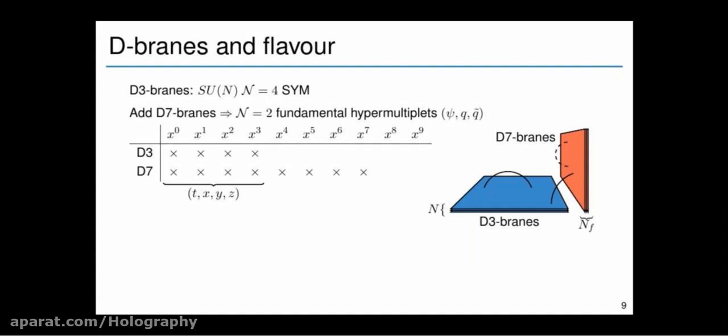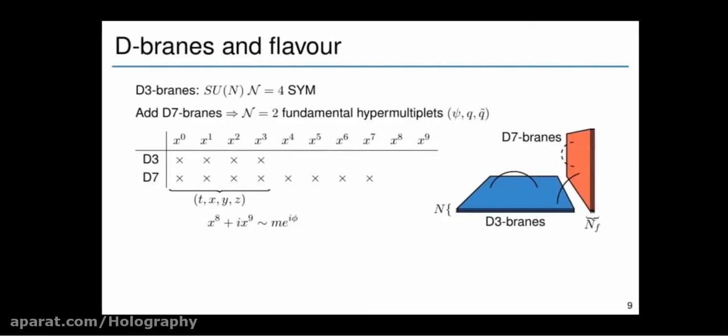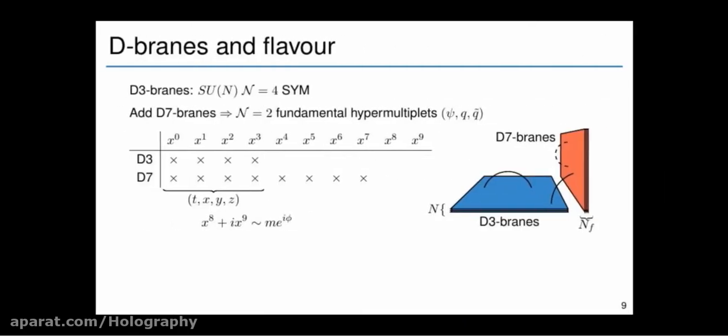So there's 2 directions, x8 and x9, along which you can separate the D7 branes from the D3 branes. And it's the size of the separation that determines the mass of these hypermultiplets. So here I've combined these two directions, x8 and x9, into a complex number. And the magnitude of this complex number is proportional to the mass m of the hypermultiplets. I should mention actually, a hypermultiplet contains a Dirac fermion, that's the psi, and there's two complex scalars as well, which sometimes get called squarks. There's this q and q tilde.